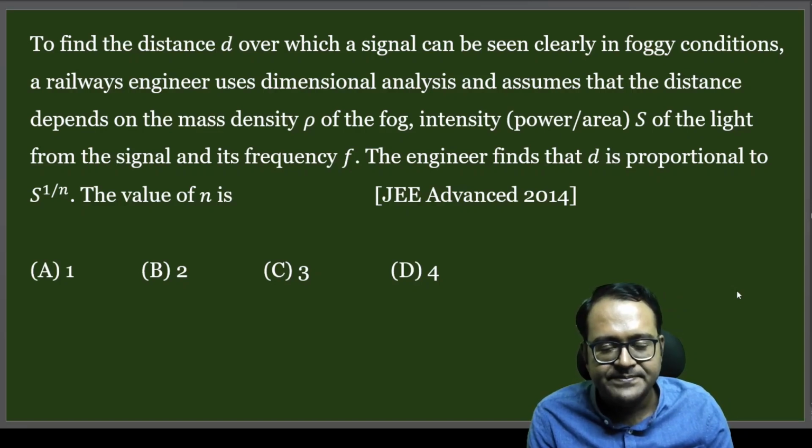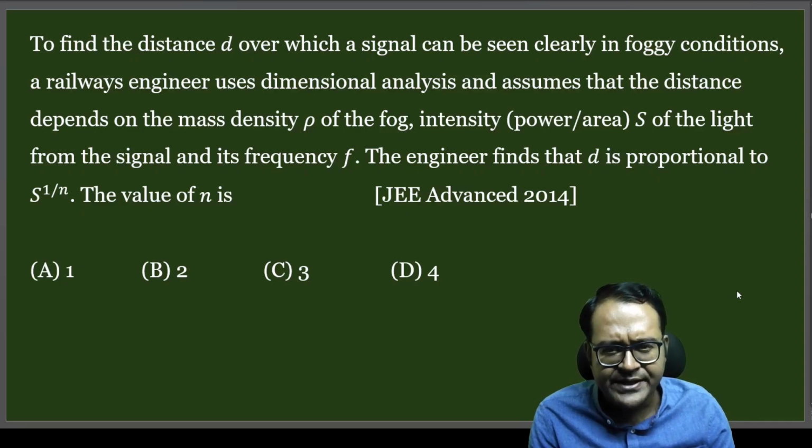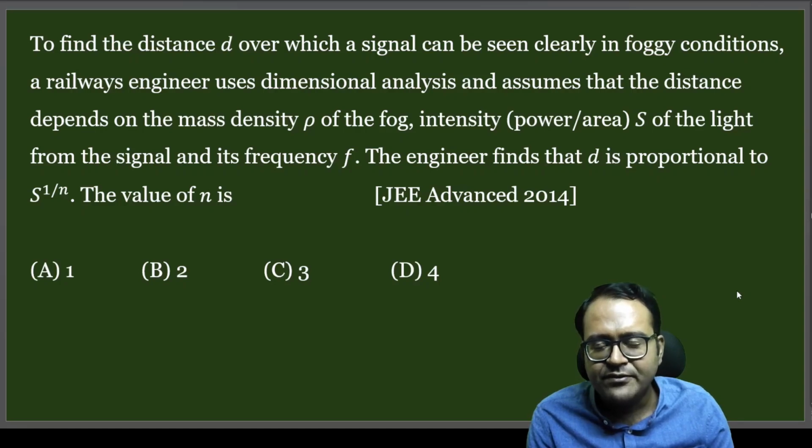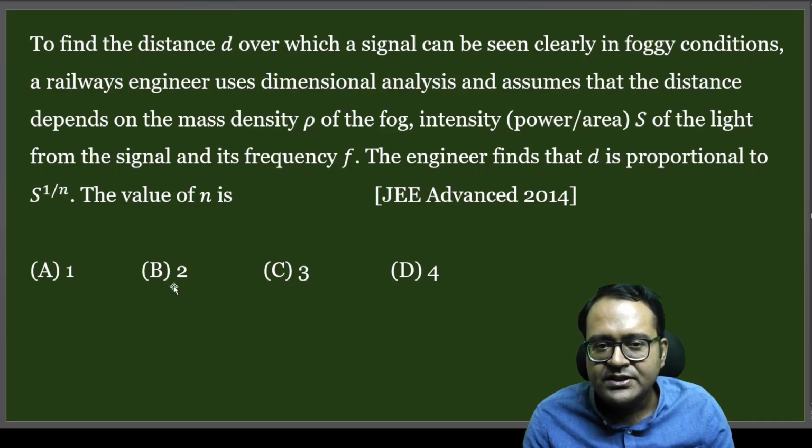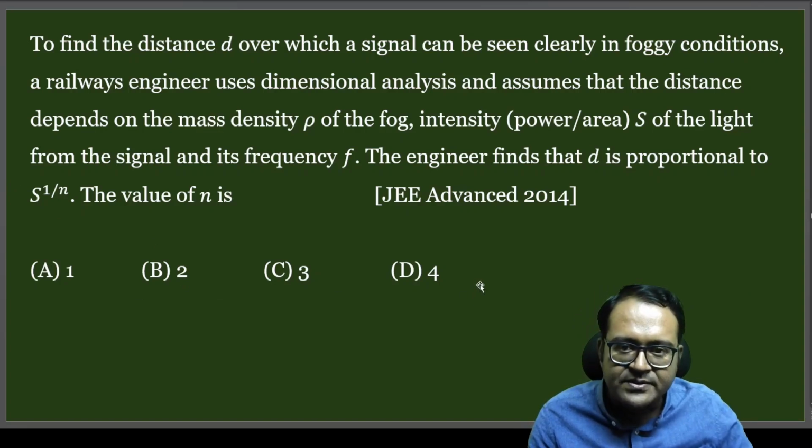It should have. From your basic optics knowledge, you know that red light appears more, blue light appears less. So the frequency of light, the intensity of light, mass density of the fog. You consider this, do a dimensional analysis problem, what we have learned in the lecture itself, and find that D depends on s to the power 1 by n, and find the value of n. Do it yourself. It's a very simple problem.